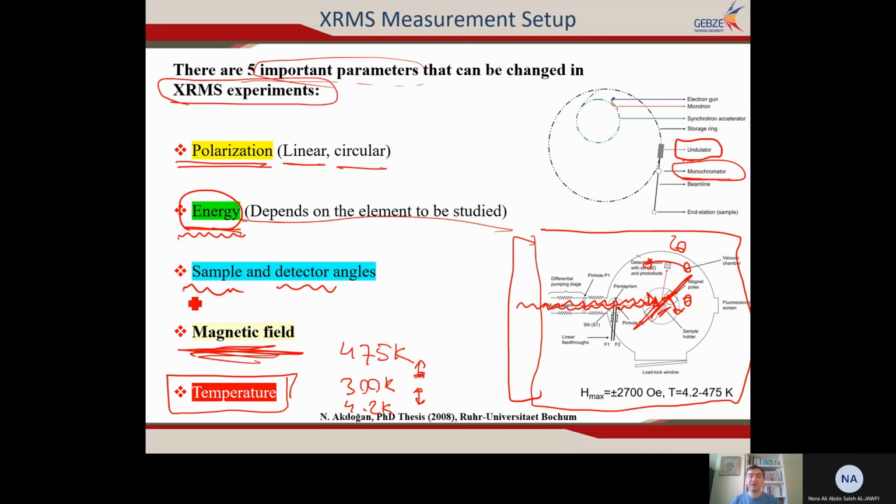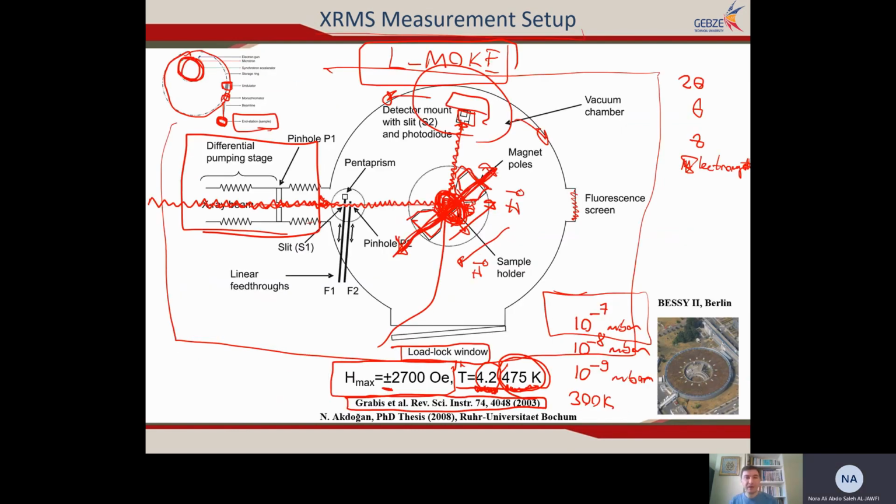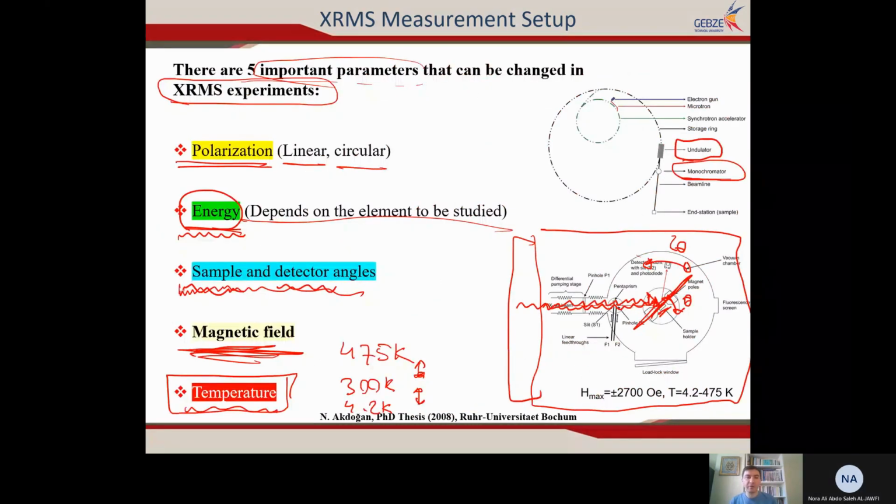But if you have freedom of degree to change the sample and detector angles, and also temperature, it will give you very nice flexibility to carry out different types of experiments in XMCD chambers. Here I have talked about the polarization, linear polarization or circular polarization. Now let me give you some brief information about the polarization.